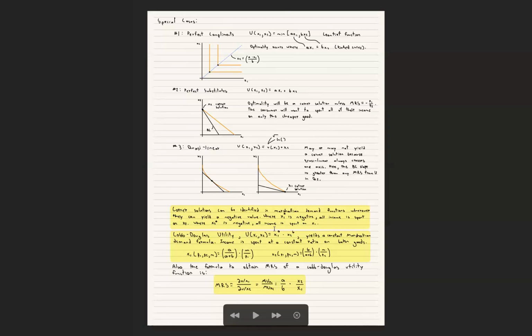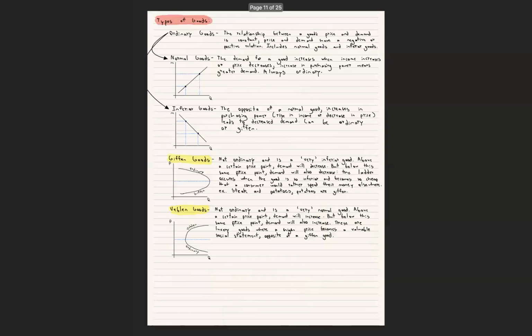Then we have your most common case, just Cobb-Douglas utility. You're just going to be locating the Marshallian demand function using the steps that I wrote up above in the previous slide. That'll give you both Marshallian demand functions, then you can solve for your optimal bundle. The formula to obtain the marginal rate of substitution for a Cobb-Douglas function is right here. So basically, when you have Cobb-Douglas, there's a shortcut using this formula, because for all Cobb-Douglas utility functions, as long as you've accurately identified that you were given Cobb-Douglas, you can go straight to the marginal rate of substitution.